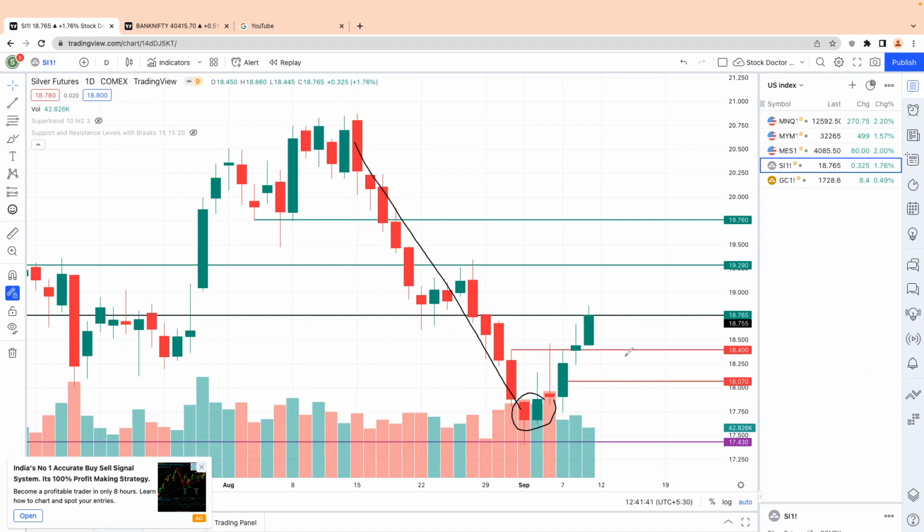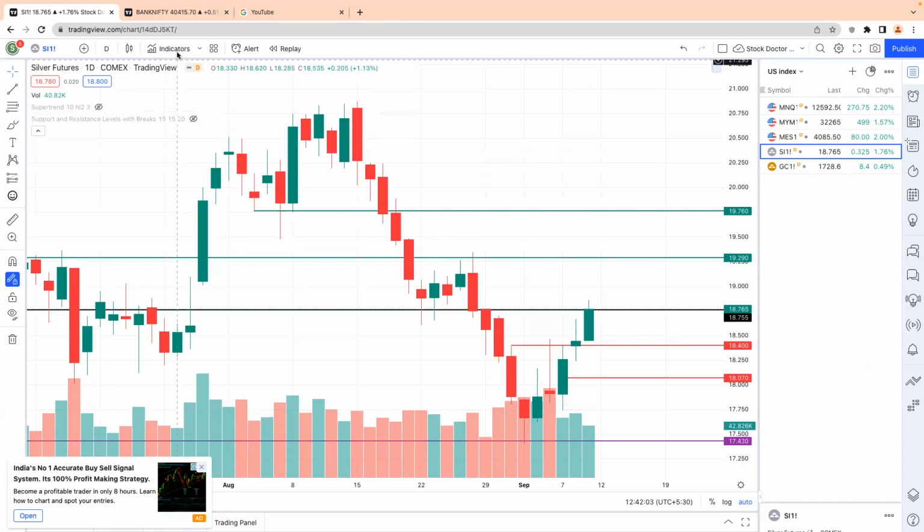The current red lines were the resistance lines before for us, meaning they were targets for us, so it hit all three targets. We recommended around 17.60 to 17.70 levels. From there it went to around 18.70 levels. So almost $1 it went up, which is around 7 to 8% in silver.